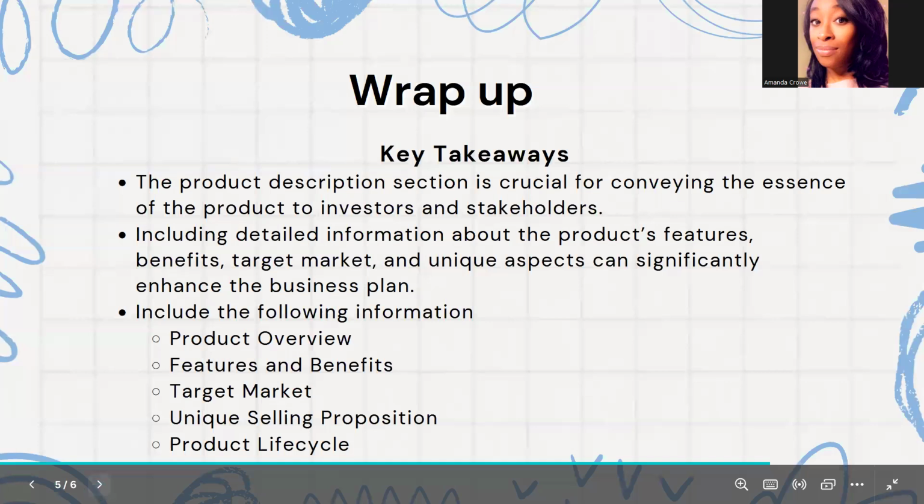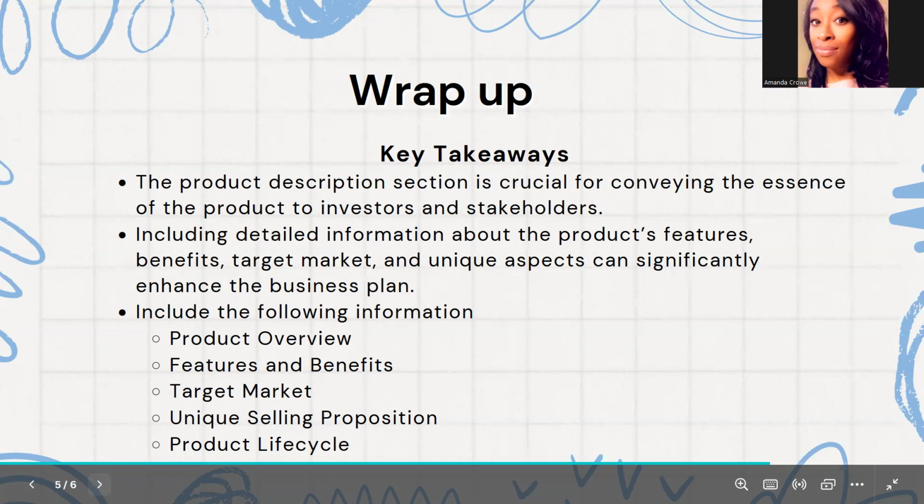So as we wrap up, I just want to reiterate that the product description section is very important for sharing essential information about the product or services that you offer to your potential investors and your stakeholders. And it's a good reminder for the entrepreneur to help establish direction and how you want to communicate value to your customers. You should include detailed information about the product's features and benefits, the target market, and what makes it unique and why your customers want to buy it.